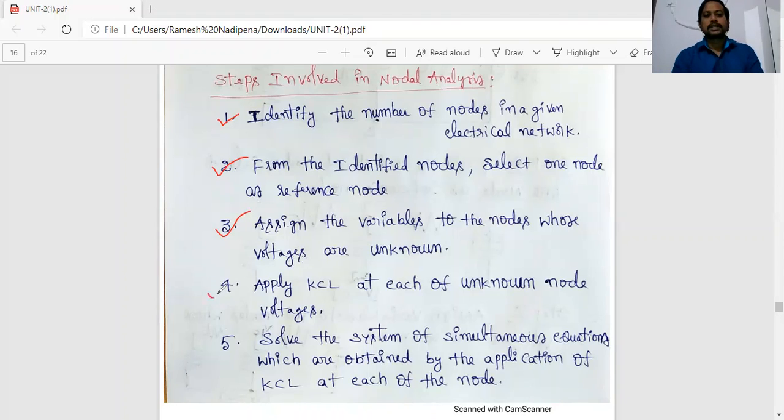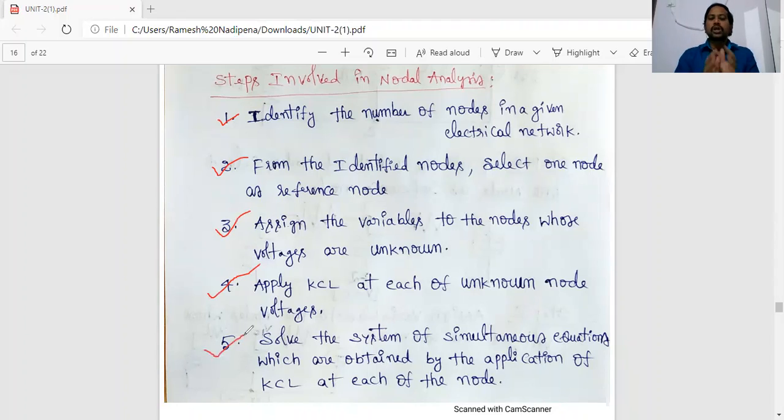Step 4: apply KCL at each of the unknown node voltages. We have discussed that 3 nodes are there, for example, and one node should be grounded. Here V1, here V2. Apply KCL at the first node, and after that, apply KCL at the second node. Simple.